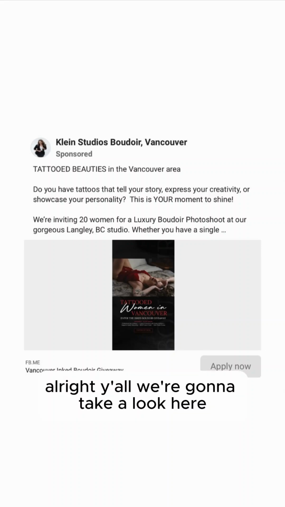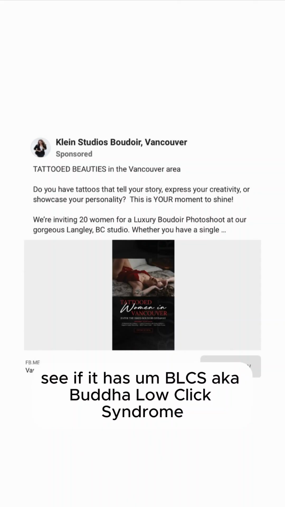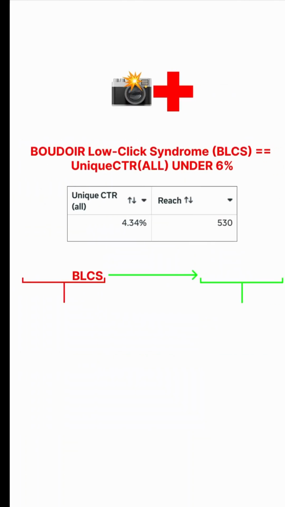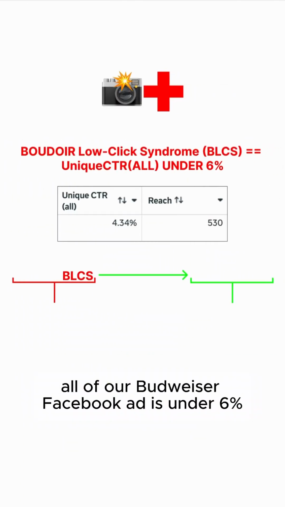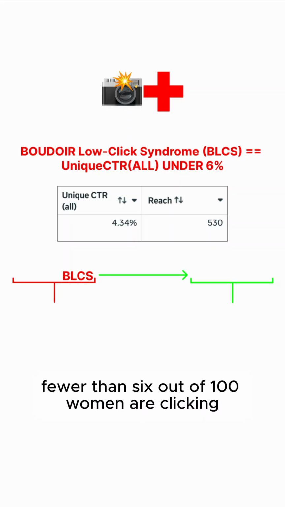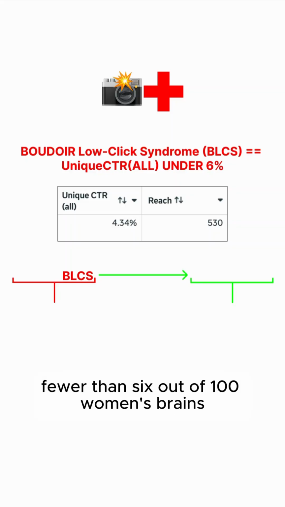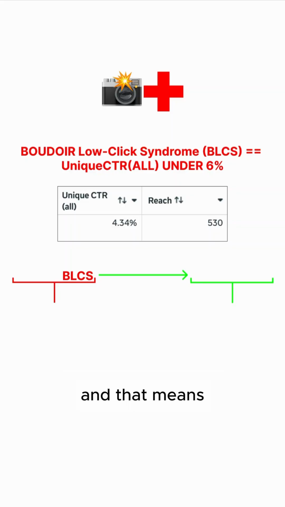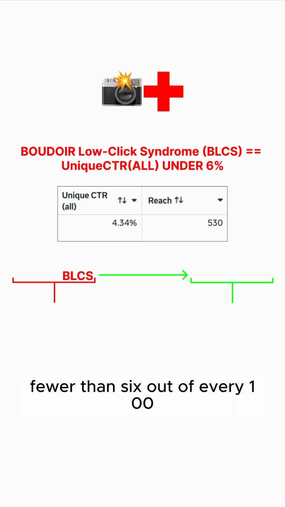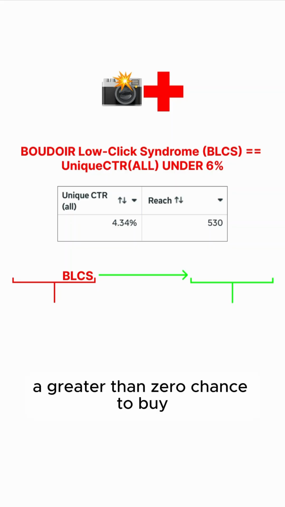All right, y'all, we're going to take a look here, diagnose this Boudoir Facebook ad, see if it has BLCS, aka Boudoir low click syndrome. So BLCS is when the unique CTR on our Boudoir Facebook ad is under 6%, aka fewer than 6 out of 100 women are clicking anywhere on our ad. That means our ad is entering fewer than 6 out of 100 women's brains, and that means fewer than 6 out of every 100 women that see our Boudoir Facebook ad have a chance, greater than zero chance, to buy.